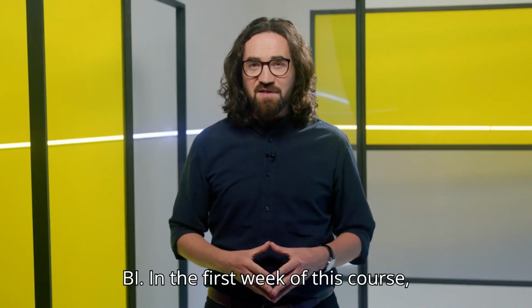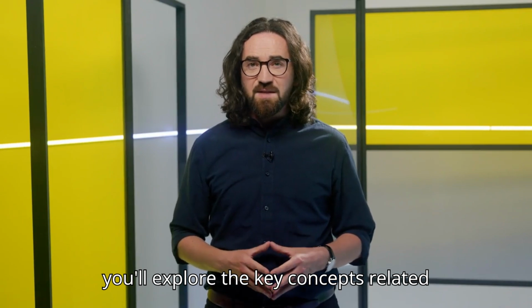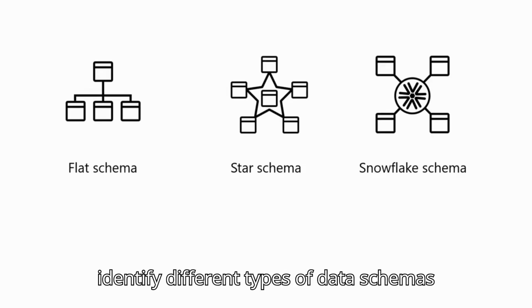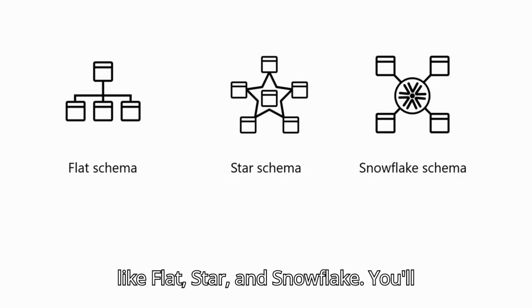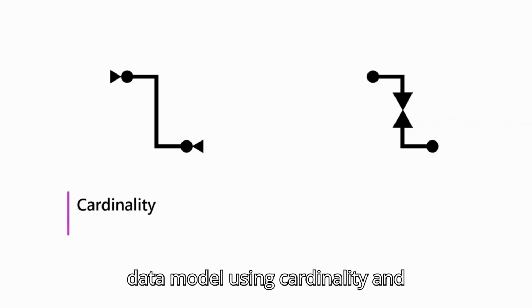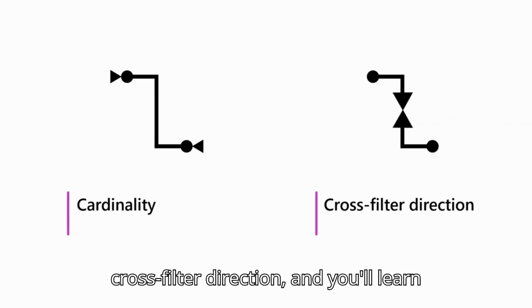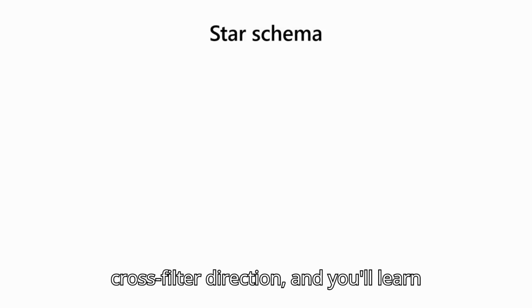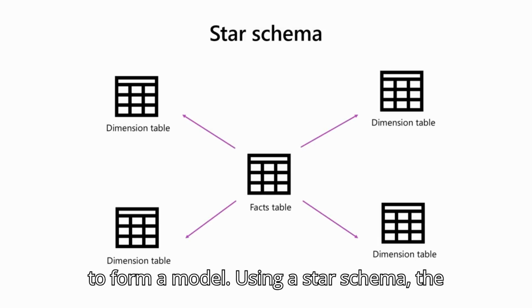In the first week of this course, you'll explore the key concepts related to data modeling. You'll learn to identify different types of data schemas, like flat, star, and snowflake. You'll create and maintain relationships in a data model using cardinality and cross-filter direction. And you'll learn to form a model using a star schema.